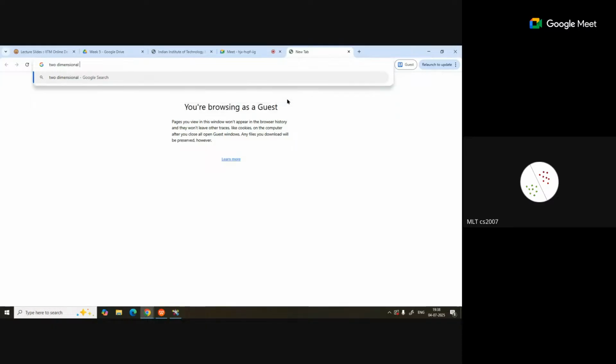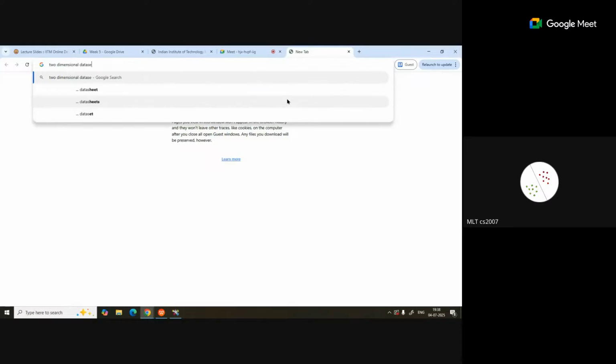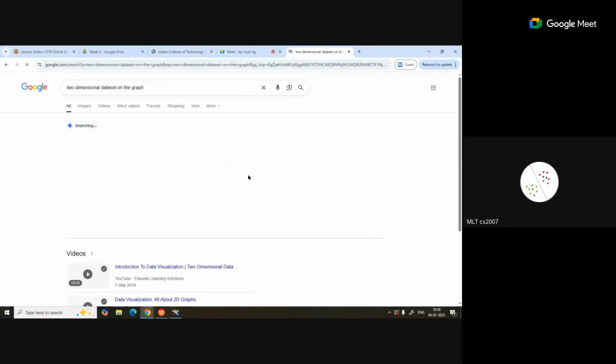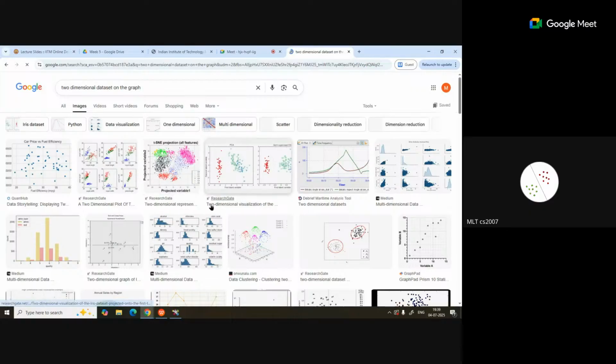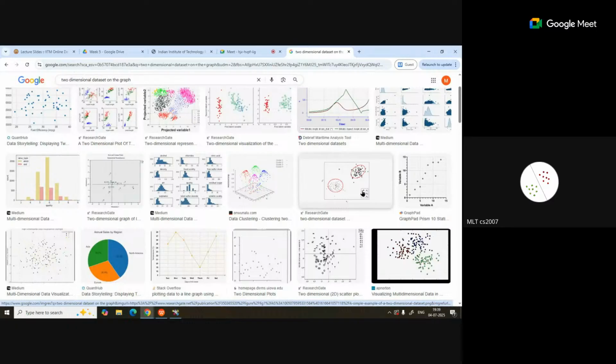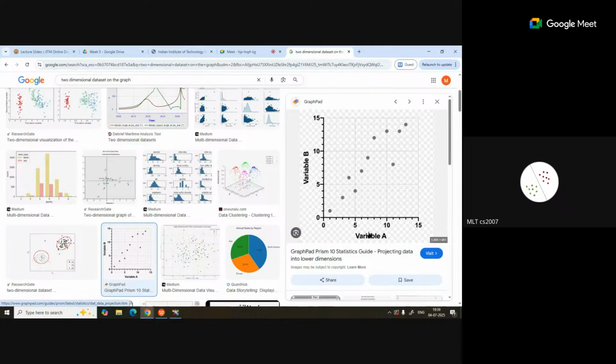Two-dimensional data set on the graph. We'll take some simple example if we can get. Let us say, okay, this is a good example here. Are you able to see this? Let us say on the x-axis are your features and the y-axis are the corresponding labels, and this is how your data looks, right?